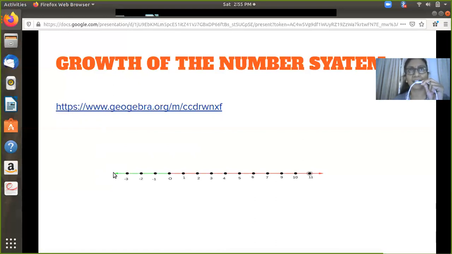And with these fractions, we were able to see the positive side of the number line where numbers started existing between 0 and 1, 1 and 2, etc. So this growth of the number system, once again, I would like to show it to you using my GeoGebra applet, which I have prepared.